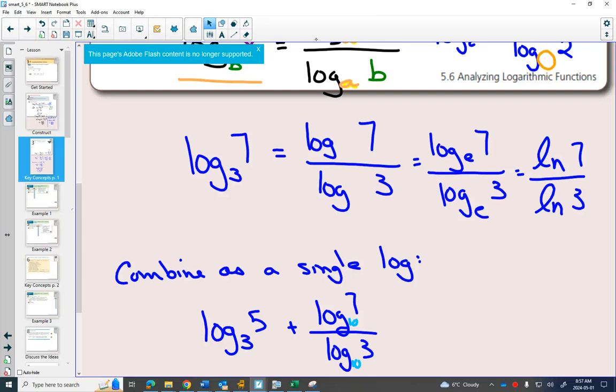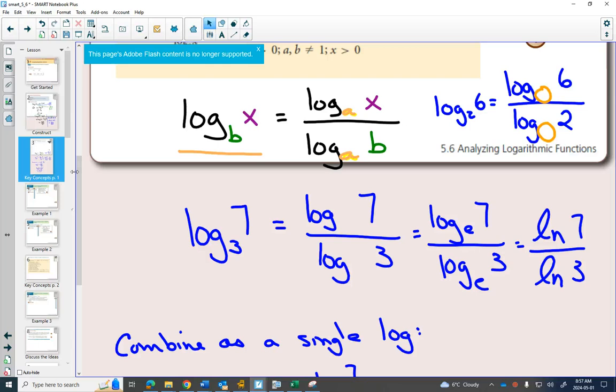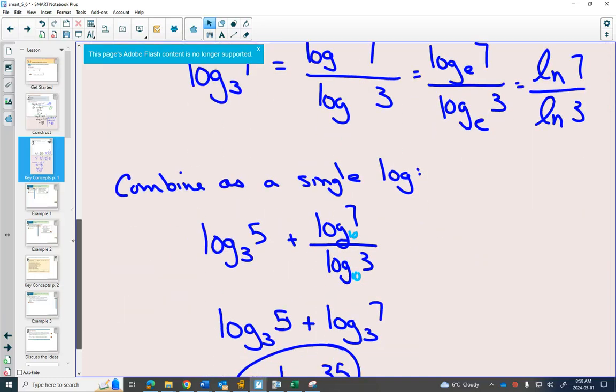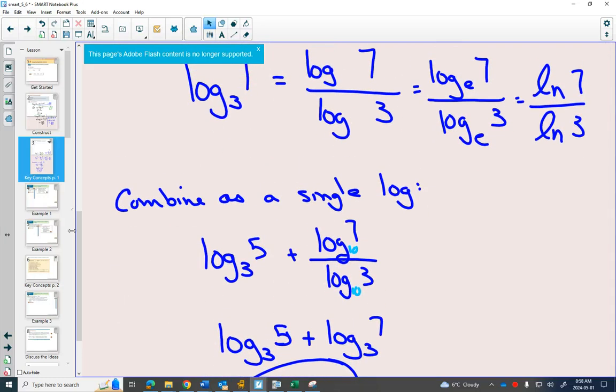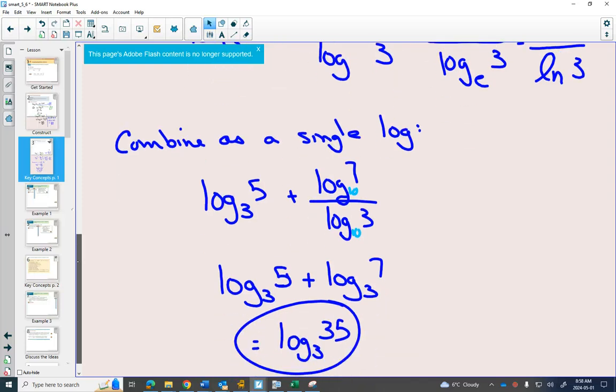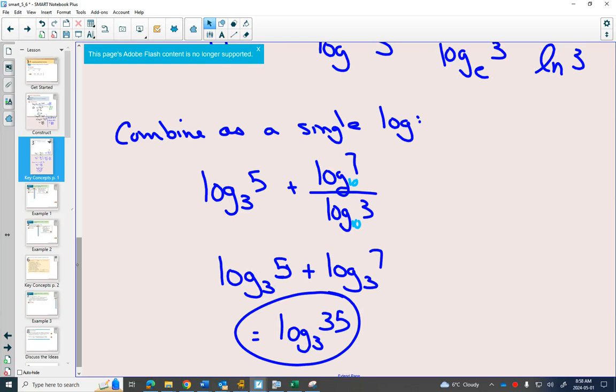But I notice here with this fraction that I really have the right-hand side of this formula, and I could change it to the left-hand side by just writing it as log base 3 of 7. And now everything has the same base. So what's my log law for adding? It's multiplying. And I get a single logarithm.